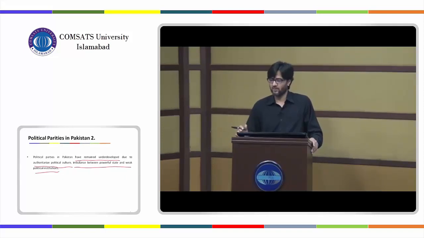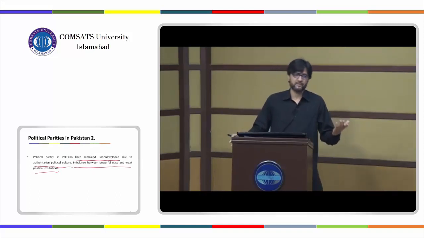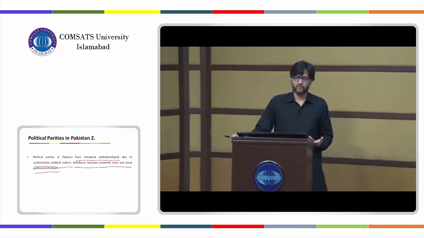You can ignore a few political parties that could not thrive. For example, the current leadership of Jamaat-e-Islami, that is Sirajul Haq, is from the middle class, right? But in that party, internal democracy is there. That is why people from the middle class can also come to the forefront and lead the party.